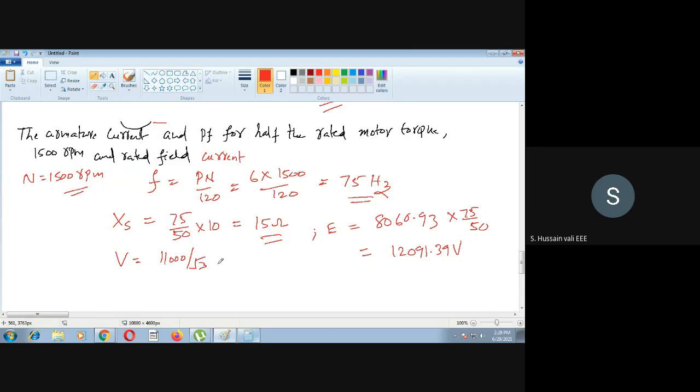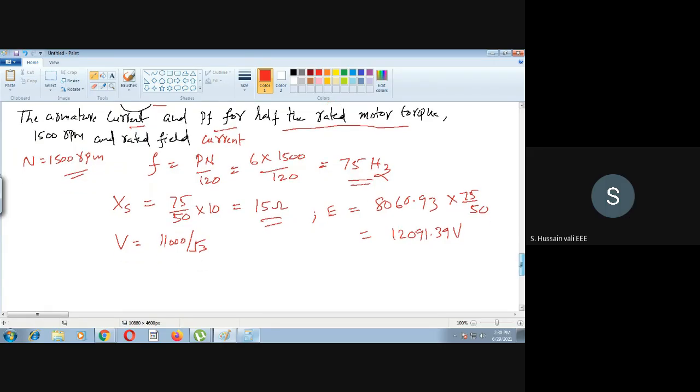What he said now: you have to find out the armature current and power factor for half the rated motor torque. So the torque now becomes half. Then we'll see there is a relationship between torque and power. T is equal to P by omega.